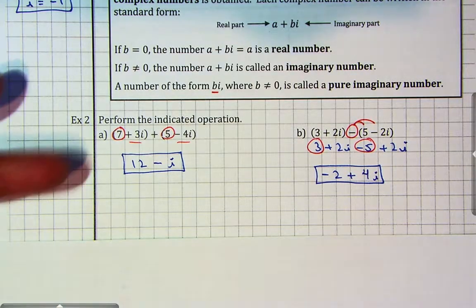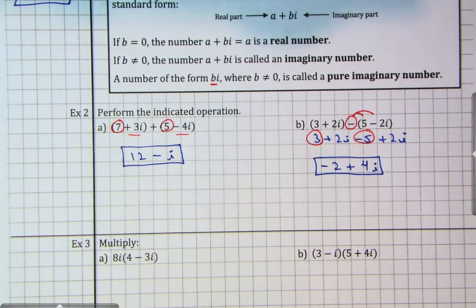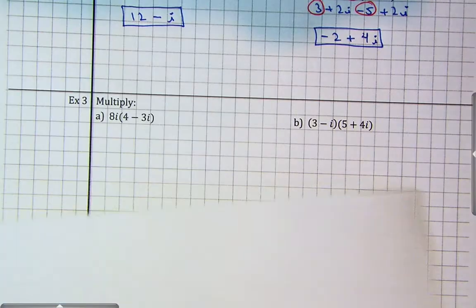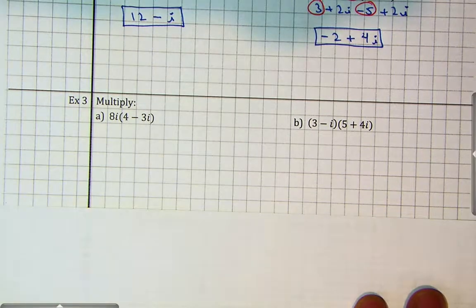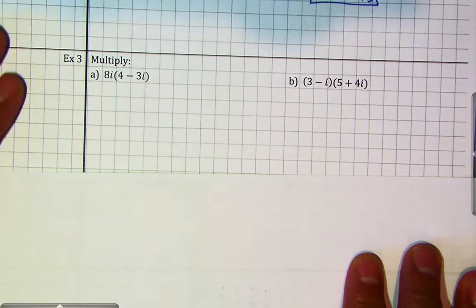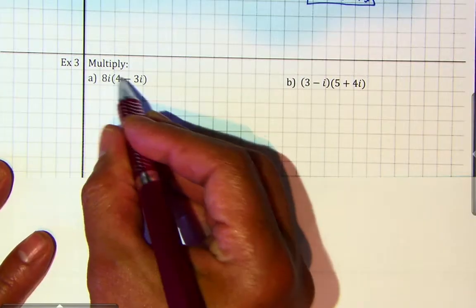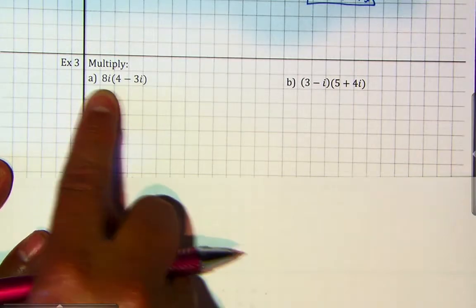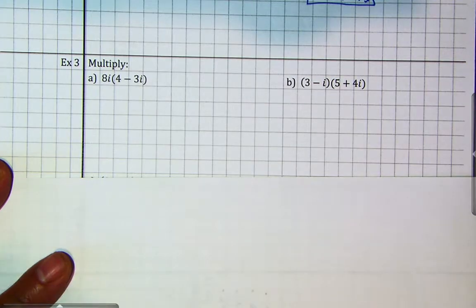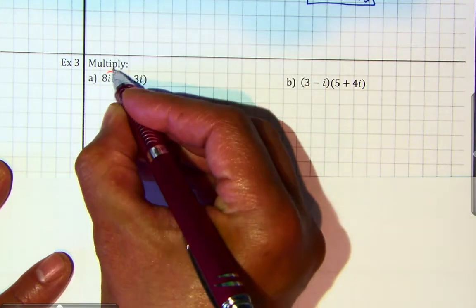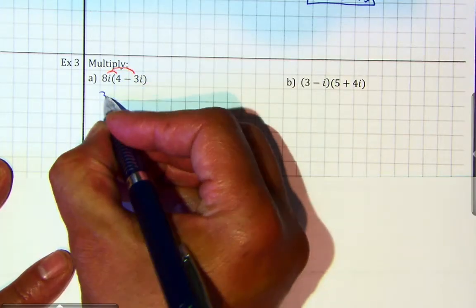Now we added them, subtracted them. Now we're going to multiply. So copy example 3, A and B. Pause it, and we'll start once you are ready. So we are going to multiply a pure imaginary number with a complex number. So to multiply, we're just going to multiply. We're going to treat i as a variable. So therefore, 8i times 4 will give me 32i.